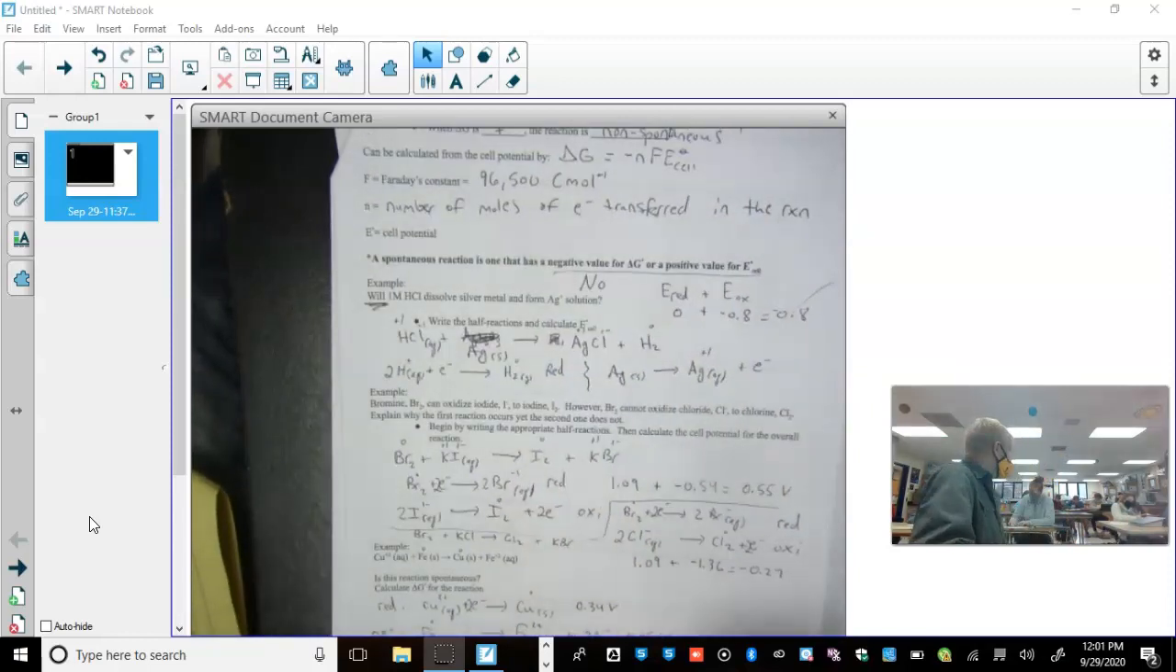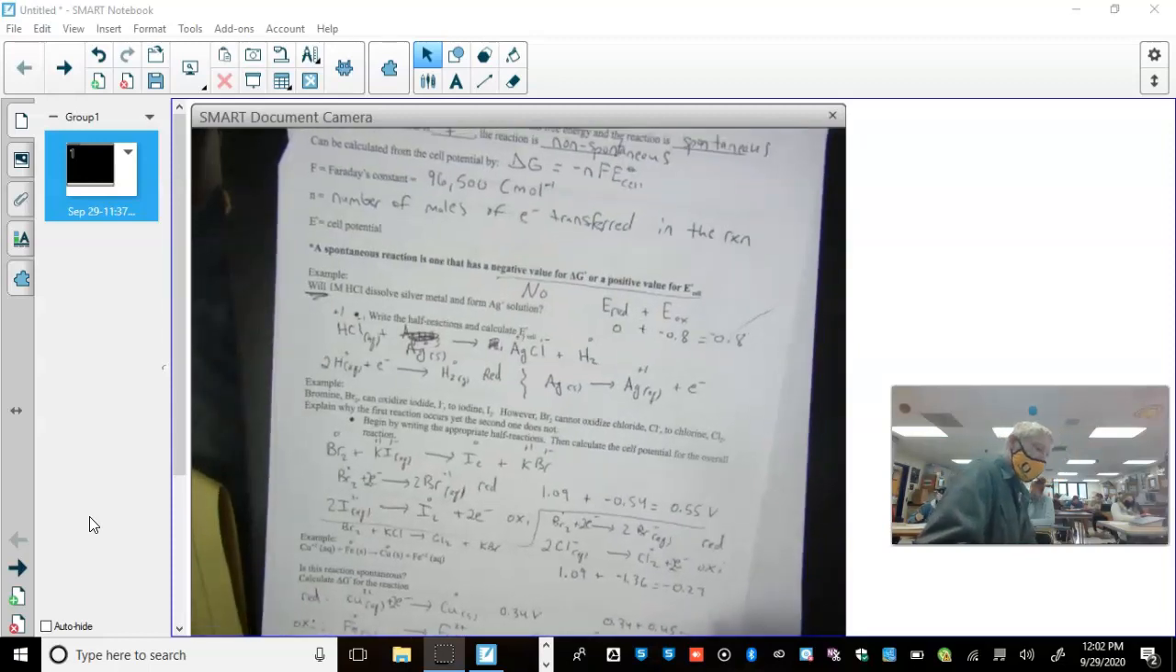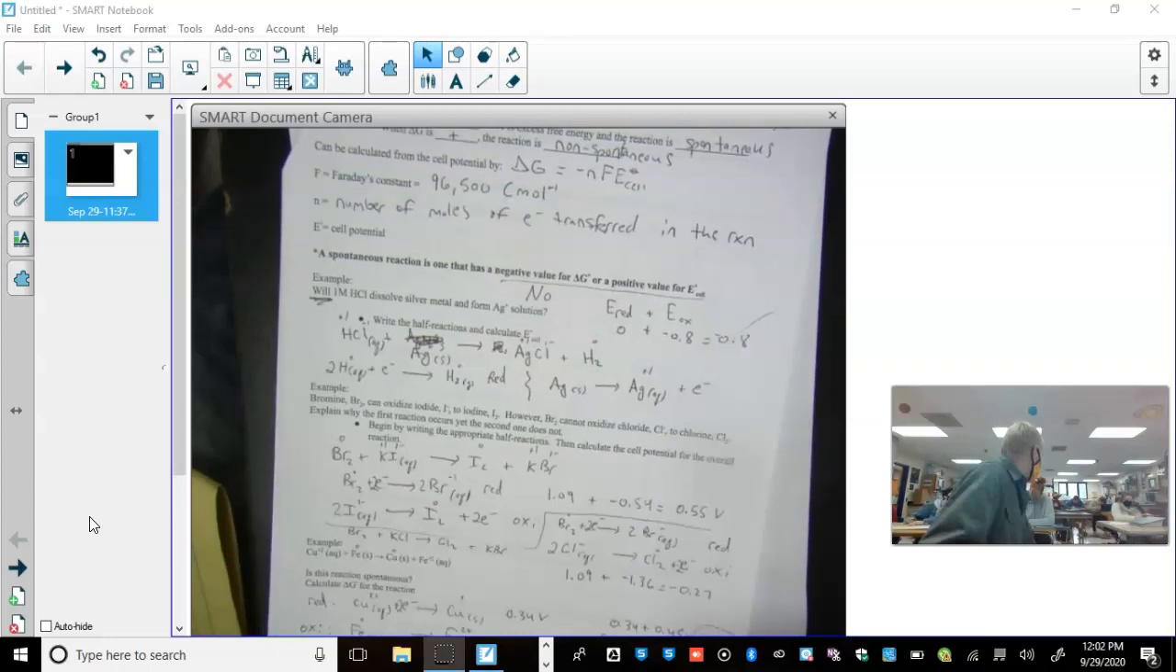Reduction plus oxidation, the E cells, is our overall E cell. I'll just do 0.34 plus 0.45 equals 0.79. Is that what you guys got? 0.79? Did I add it right? Okay.